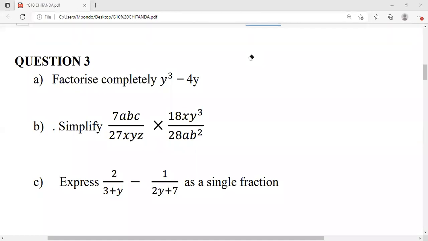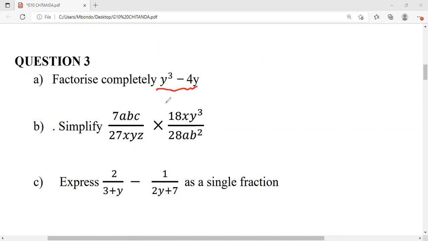Let's see how we can solve or work out these three questions. These questions are coming from the topic called Algebra, which is a grade 10 topic according to our syllabus in Zambia. So we can start with the first question that is asking us to factorize this question.